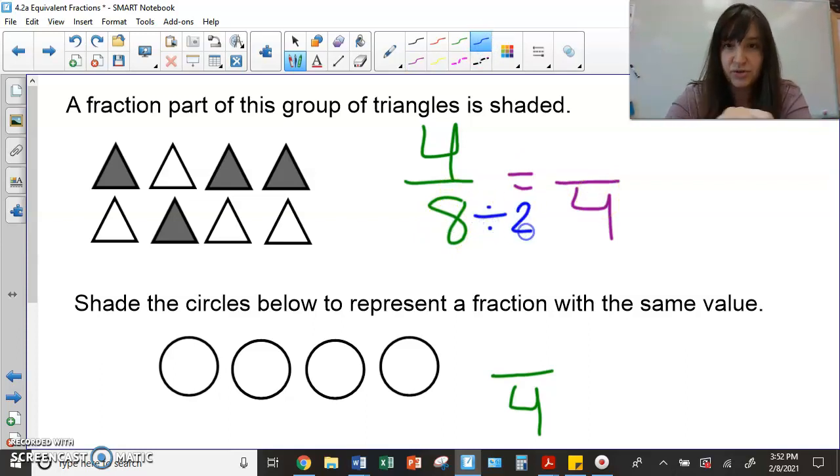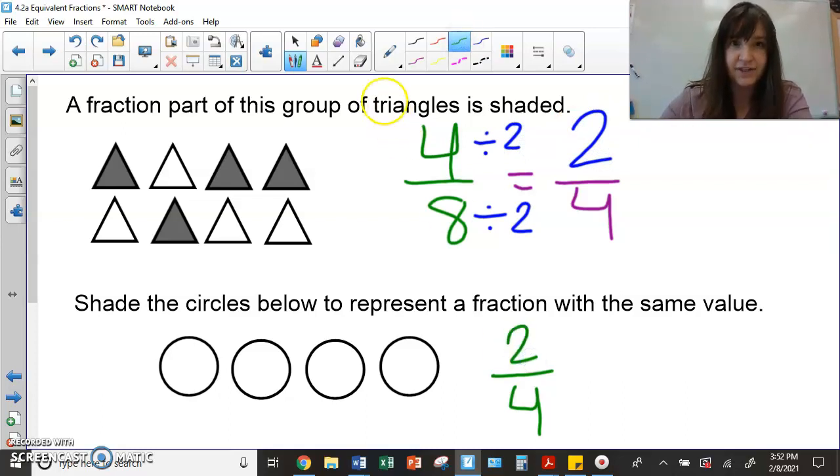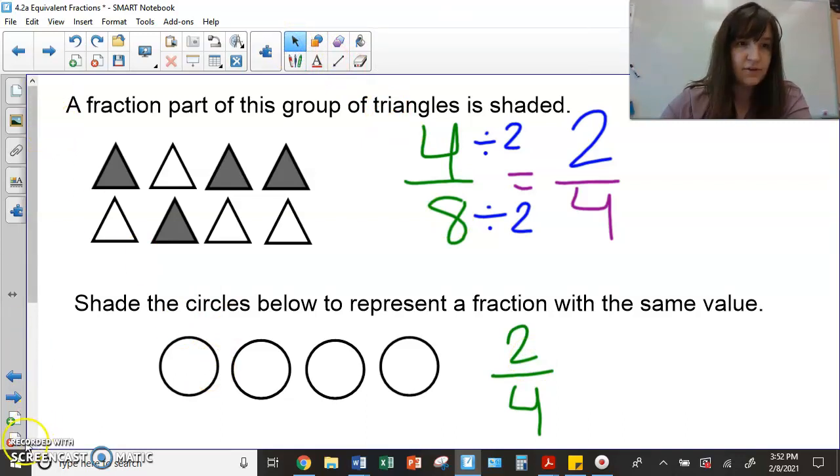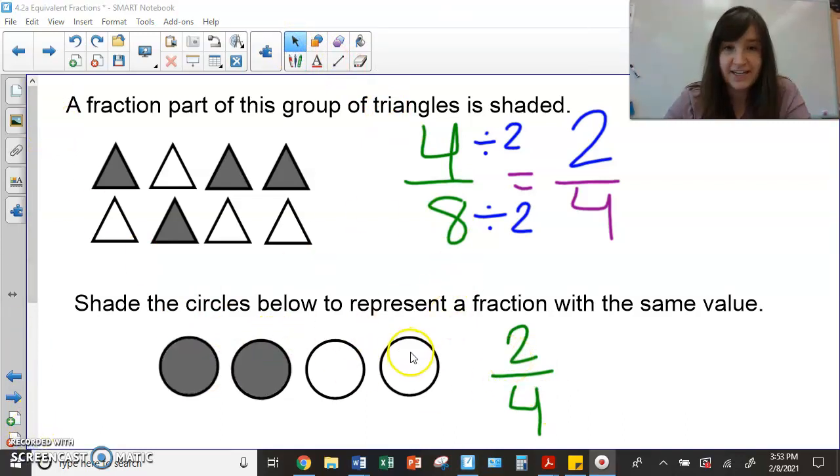8 divided by 2 would be equal to 4. And if I do that to the denominator, then I also need to do it to the numerator. If I divide 4 by 2, I see that it equals 2. So that means that I'm going to shade in 2/4 of these circles. Now I have 2/4 shaded.